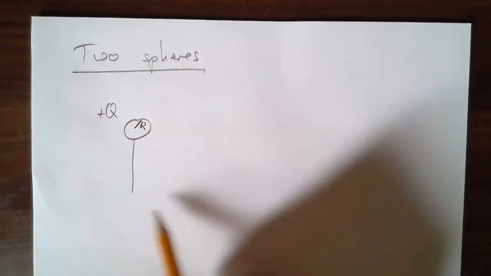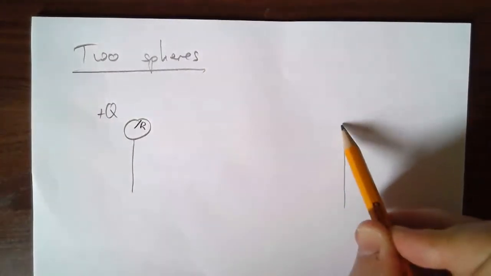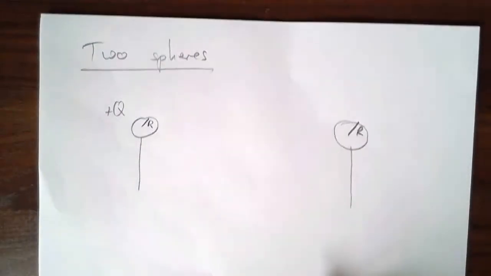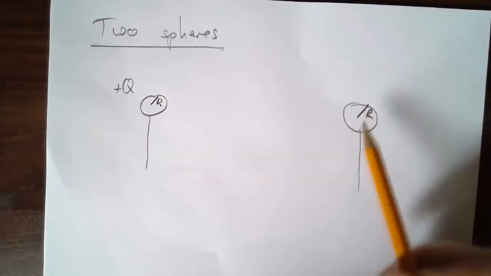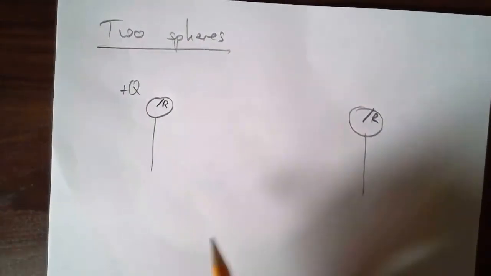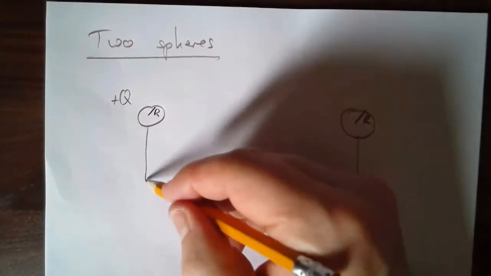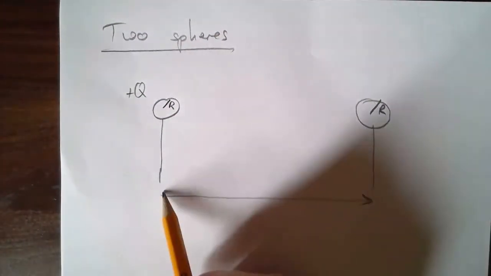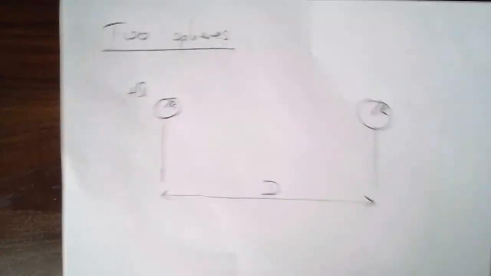And then I'm going to have another sphere over here. Let's pretend they're identical. This makes our life a little bit easier. You could do it for non-identical spheres, one bigger than the other. Go for it. I'm going to assume they're identical just to make our life a tiny bit easier. And we're going to assume that their centers are a distance d apart.